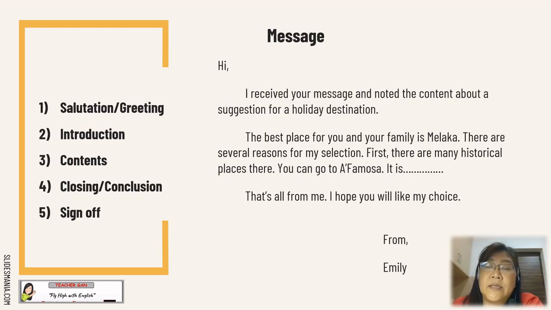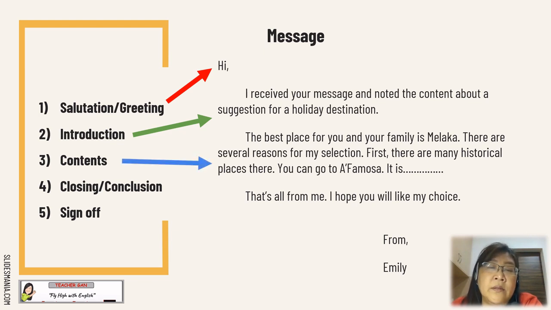So now this is the example. We have the message, so we say hi. So hi is a salutation or greeting. And then we have the introduction where you can write, I received your message and noted the content about a suggestion for a holiday destination. So this is the introduction.